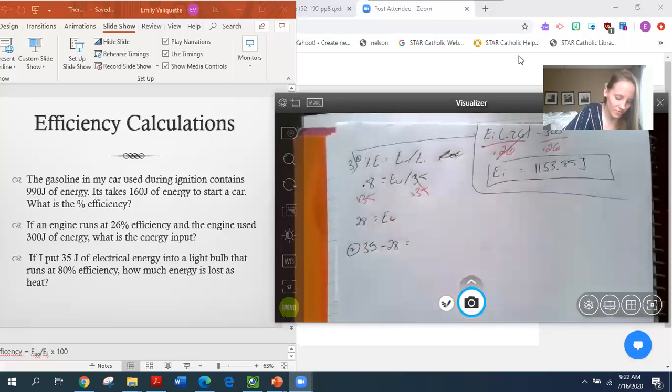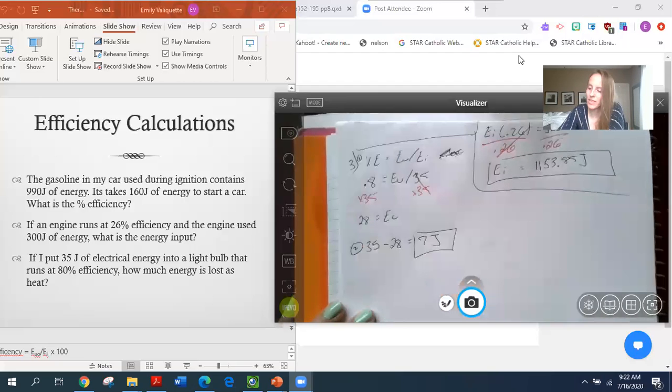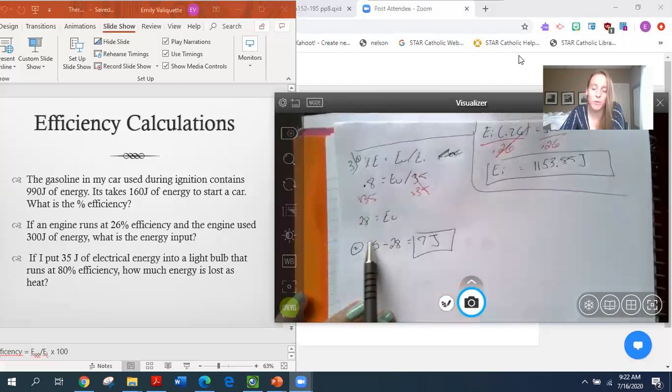So 35 minus 28 is 7 joules of energy. That is how much of this initial amount of energy we were not able to convert into useful energy and was just lost as heat instead.